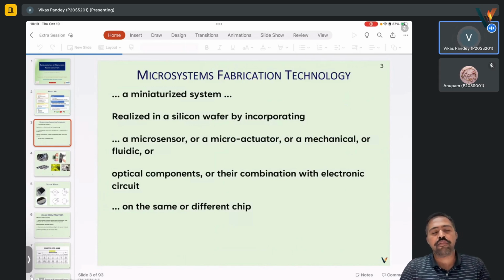When we are talking about micro, that means the dimensions are in the range of micrometers. So they can be microsensors, microactuators, or mechanical, fluidic or optical components, or their combination with electronic circuits on the same or a different chip. When such physical components are made on a chip, it is called microsystems fabrication technology.